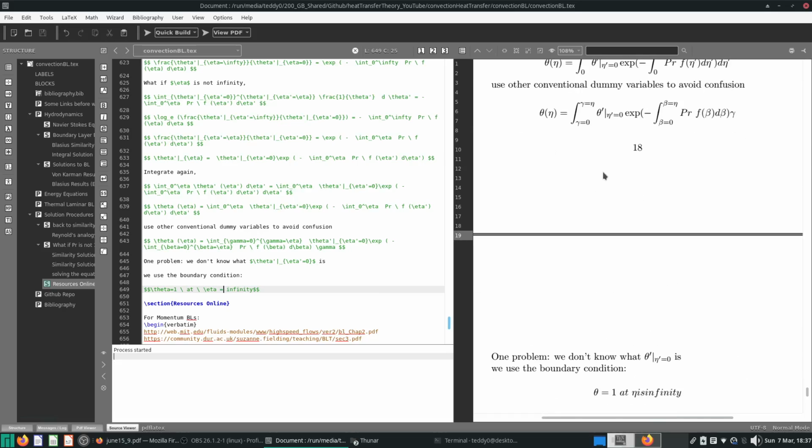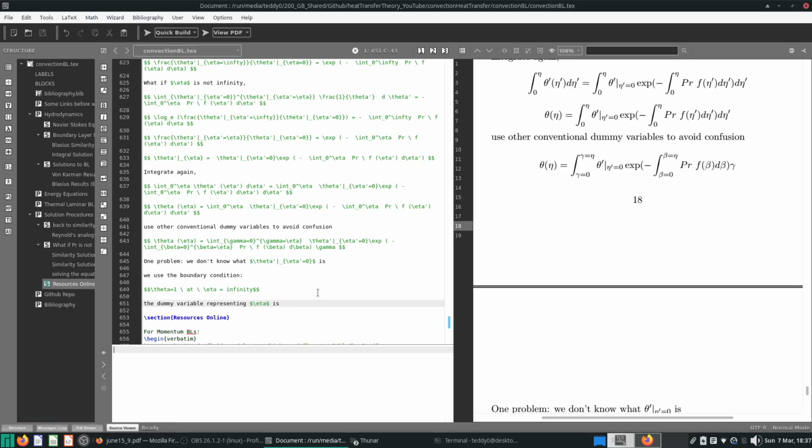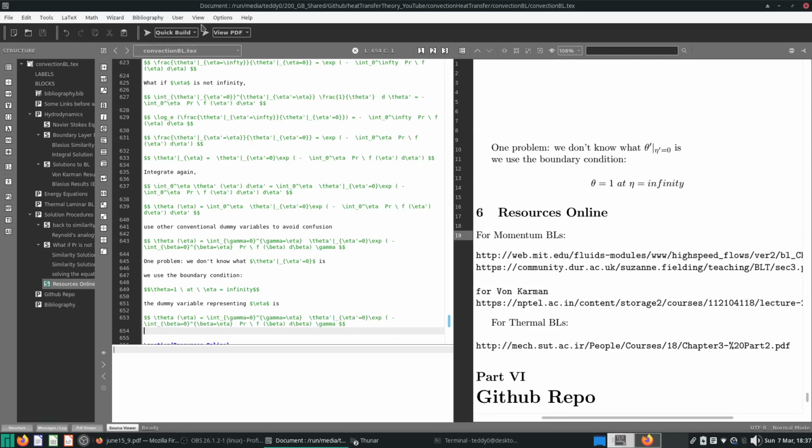So let's do this. We'll use this for the dummy variable, and the dummy variable representing eta is what? Okay, the dummy variable representing eta is gamma. Okay, so we'll do the gamma bit.